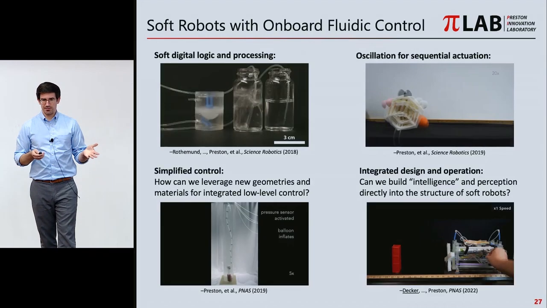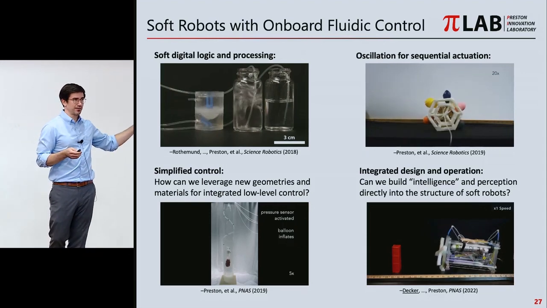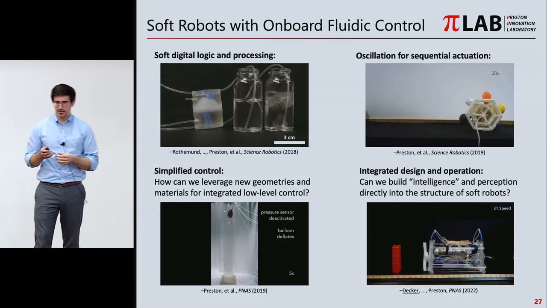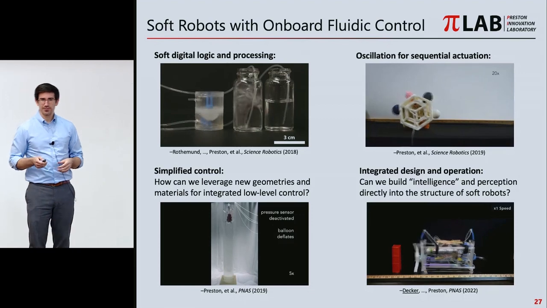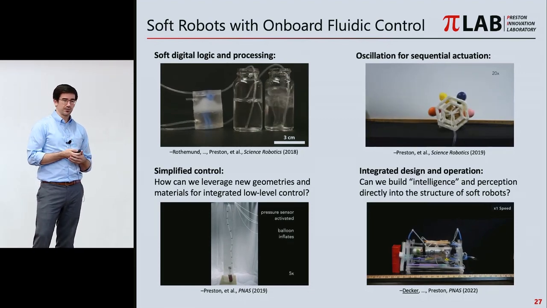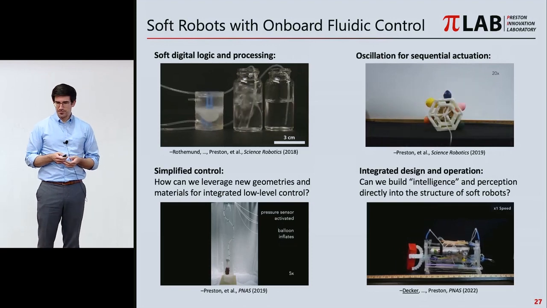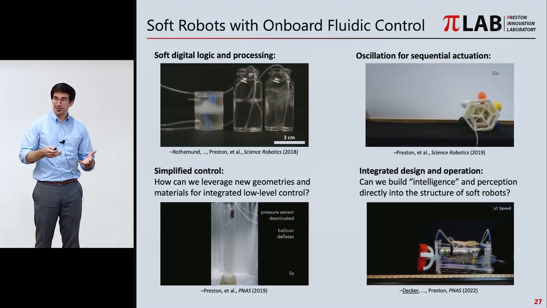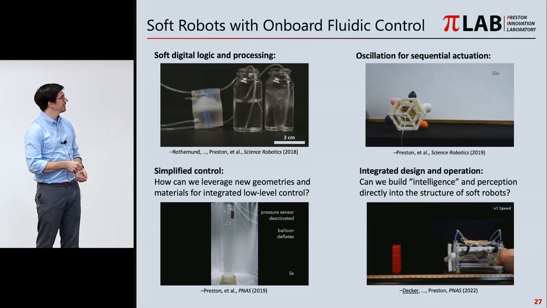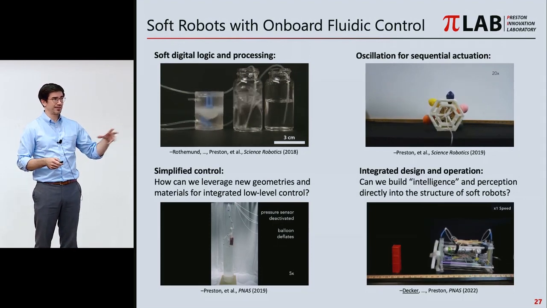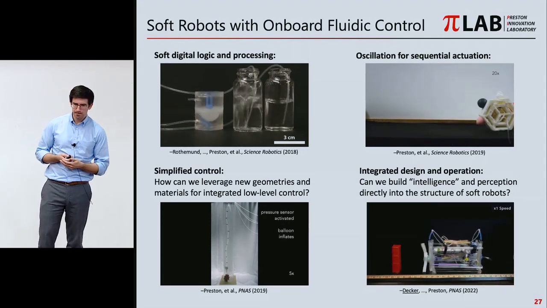And so this was an area that we've already been trying to address, highlighting here some work that I've been involved with in the past. In the top left, developing something that acts a lot like a CMOS transistor. And then in the top right, we have combined a few of those together to get sequential actuation. So in this top right video, we have just one constant input pressure, but we get this coordinated locomotion.